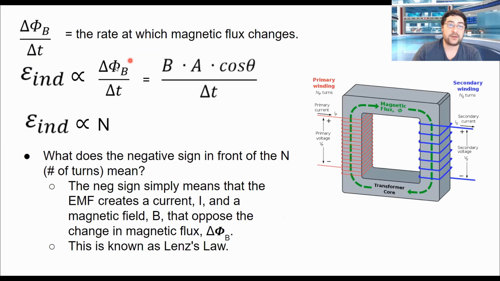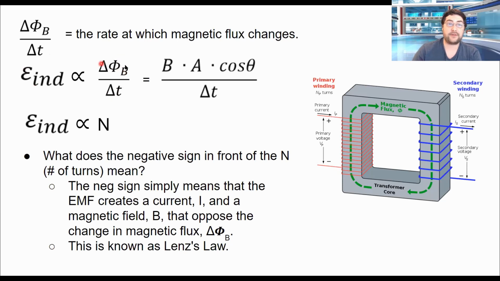And the rate at which the flux changes is going to be directly proportional to the induced EMF. That's because N, the number of loops around the iron core, is going to stay the same. It's going to stay constant throughout the entire process, so we can ignore that. So that means that this term of the equation is directly proportional to this term.